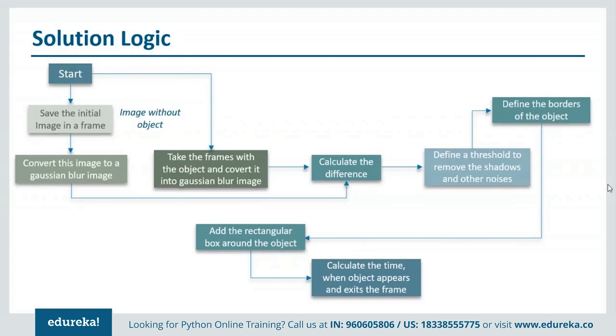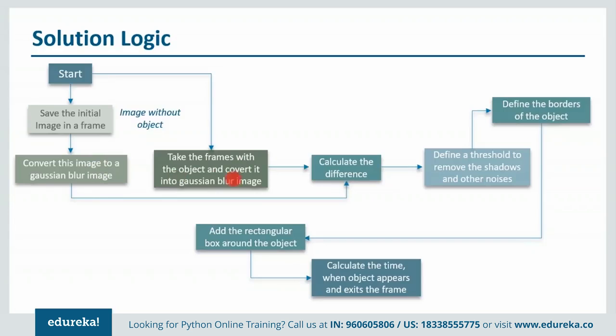So this is the flow diagram for that, guys. And first of all, we need to save the initial frame. Since I've told you earlier as well, video is nothing but fast moving images. All right. So what we'll do, the moment we switch on the camera, the first frame, the first image that will appear, we will save it. Then we'll convert that image to a Gaussian blur image. You don't need to worry about it. I'll explain to you what a Gaussian blur image is.